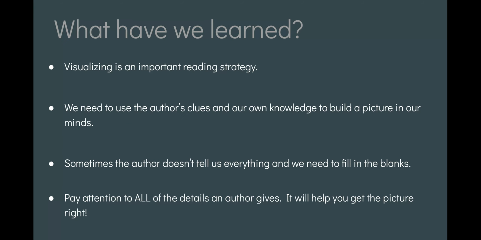So what have we learned about visualizing today? We already knew that visualizing is an important reading strategy. And we know that we have to use the clues the author gives and our own knowledge to build a picture in our mind. But today, we learned that sometimes the author doesn't tell us everything, and we have to fill in the blanks with what we already know. And finally, we need to pay attention to all of the details that the author gives. It will help you get the picture right, like that barn that we automatically pictured as a red barn, but looked more like a palace.